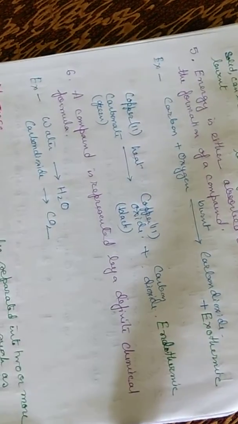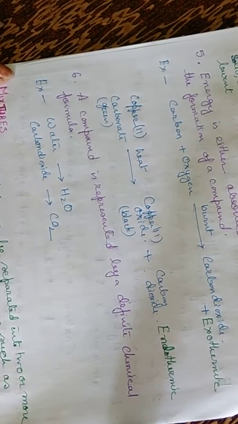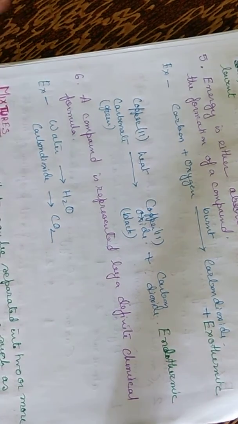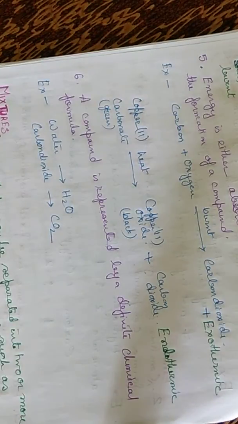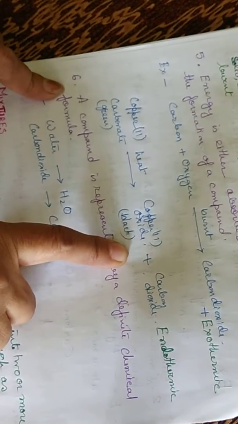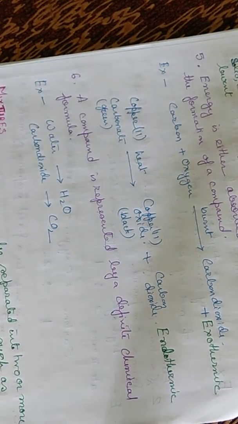Again, copper 2 carbonate is a green colored compound. When it is heated, it changes its color. It forms copper 2 oxide, which is black in color, and carbon dioxide is liberated. That is an endothermic reaction because it absorbs heat to become copper oxide and carbon dioxide. So, energy is either absorbed or liberated during the formation of a compound.